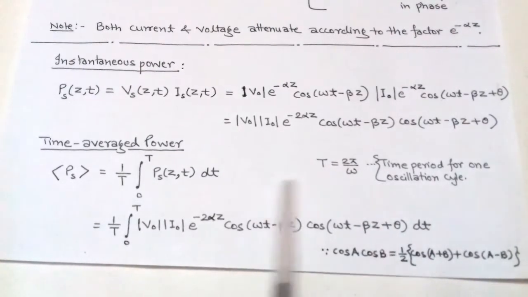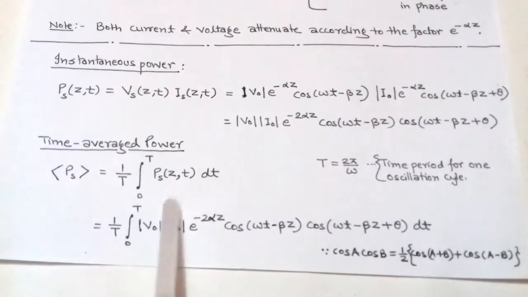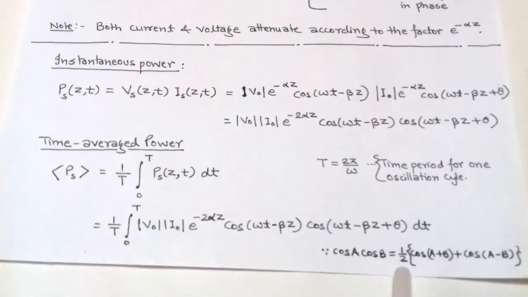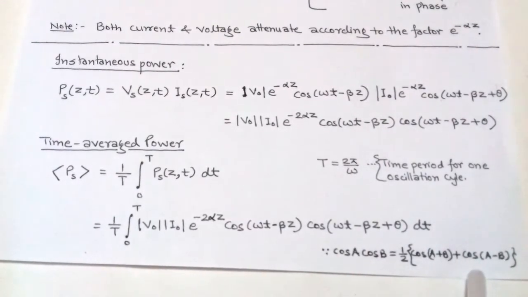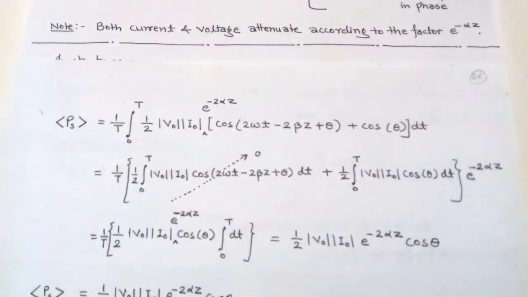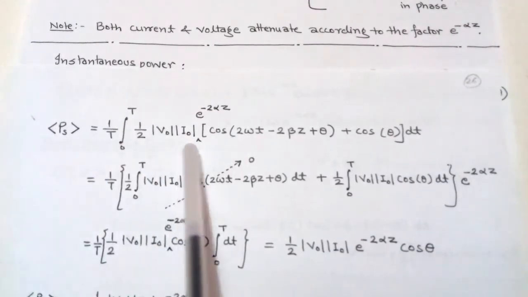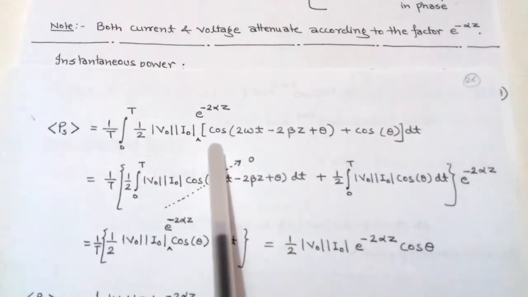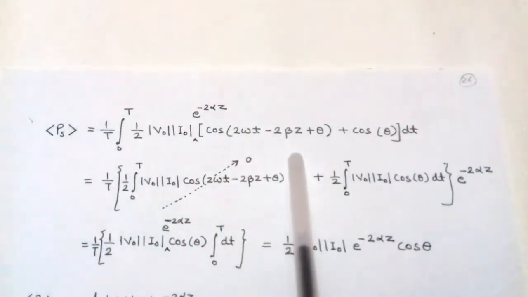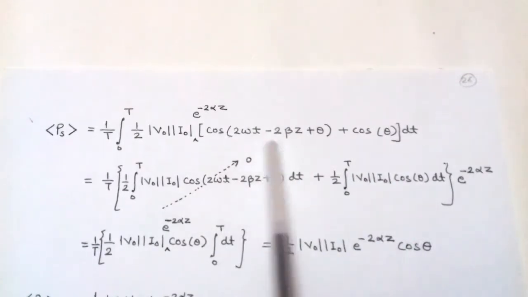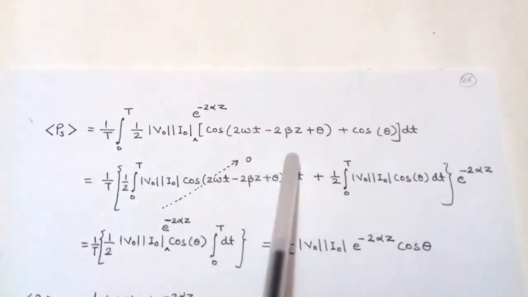After putting in the value of instantaneous power, we get this equation, and here we can use the formula for cos A cos B, which is 1 upon 2 of cos(A plus B) plus cos(A minus B). So the time average power becomes 1 upon T integration of 1 upon 2 mod V0 into mod of I0 e to the power minus 2 alpha z within bracket cos(2 omega t minus 2 beta z plus theta) plus cos theta. This we get from the formula of cos A cos B, which is 1 upon 2 of cos(A plus B) plus cos(A minus B).